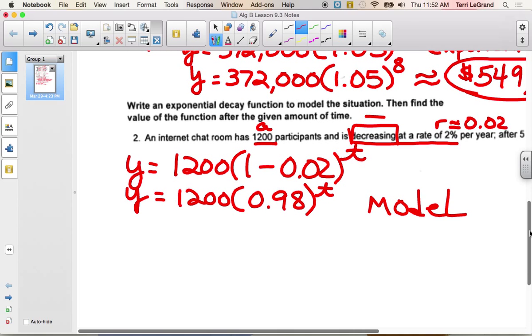Okay, so when you head into your model, I want you to verify that you agree with me. And remember, when it's decreasing, what are we always going to count on the B value? Where should the B value be when it's decreasing? It should be a decimal, or in other words, it should be between 0 and 1.